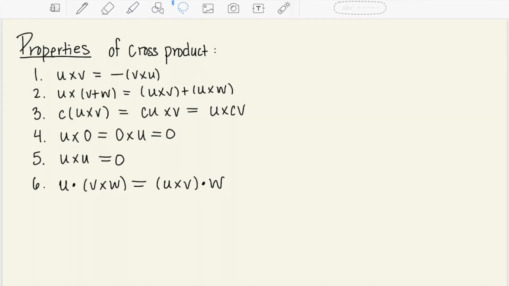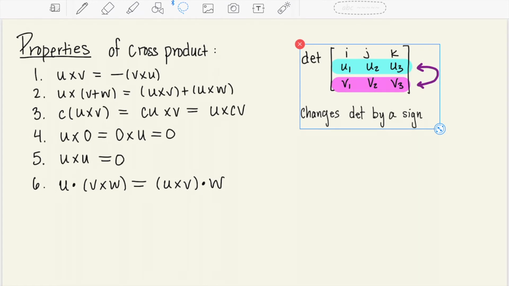Let's now discuss the properties of the cross product. First, u cross v is negative v cross u. This property, and actually most of them on this list, are quite easy to check just by using the definition directly. Here, if I think of getting that definition from the determinant, what happens if I interchange the row containing the coordinates of u and the row containing the coordinates of v? Well, that would change the determinant by a sign, and that's what you see happening in this first property.